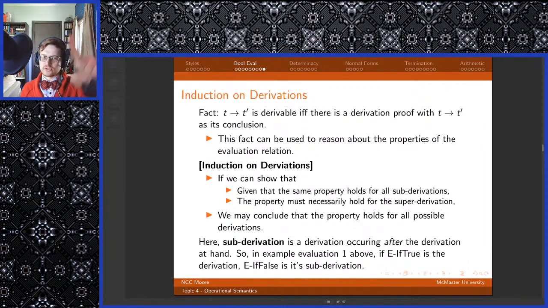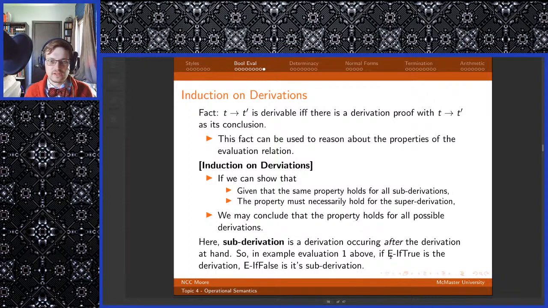Induction on derivations. If we can show that, given that some property holds for all subderivations, if we take an assumption that a property holds for all subderivations, including values, and we can from that conclude that it must hold for the superderivation, that is, the derivation that has the subderivations as its subderivations, then we can conclude that the property holds for all possible derivations. Here, a subderivation is a derivation occurring after the derivation at hand.